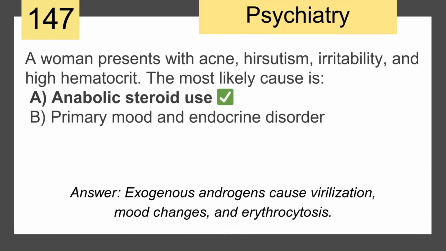Question 147, a woman presents with acne, hirsutism, irritability, and high hematocrit. The most likely cause is anabolic steroid use. That's why she's getting this hair, virilization, mood changes, and high hematocrit, erythrocytosis.